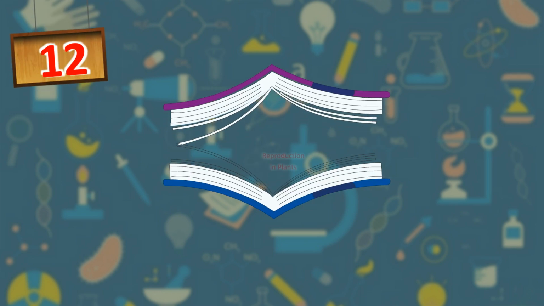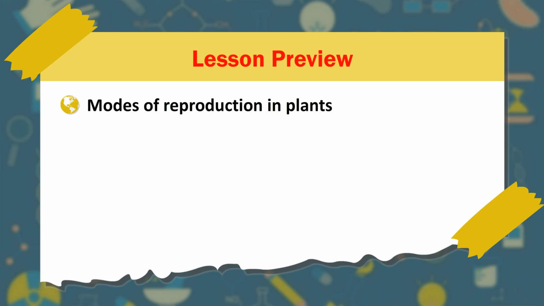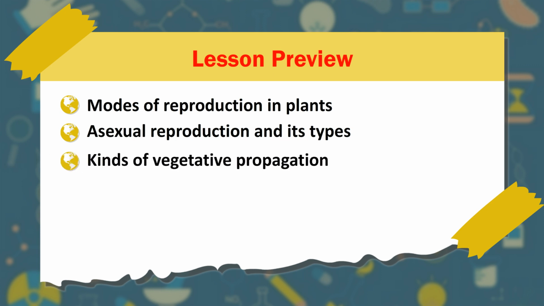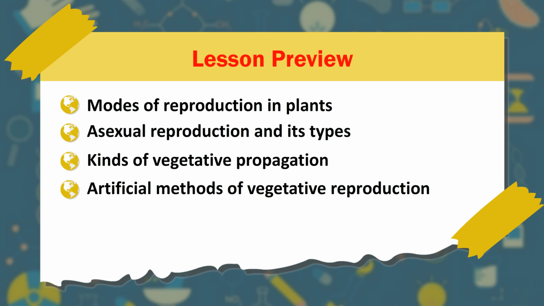Chapter 12. Reproduction in Plants. Lesson Preview. Modes of reproduction in plants. Asexual reproduction and its types. Kinds of vegetative propagation. Artificial methods of vegetative reproduction. Sexual reproduction.